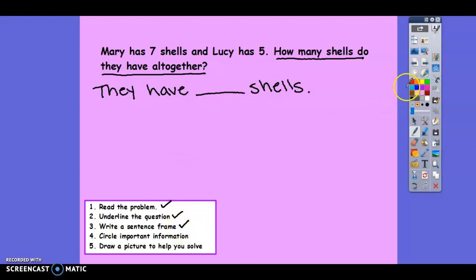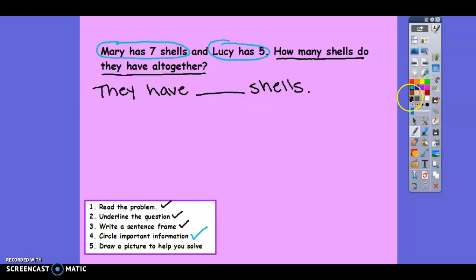Now I need to circle my important information that I see in here. That way I can really pick out what's important in my word problem. Then it doesn't look like as much to me. So the first important thing, let's read it. It says, Mary has 7 shells and Lucy has 5. How many shells do they have altogether? Well, one important piece of information is that Mary has 7 shells. That's important for us to know. And it's also important for us to know that Lucy has 5. So those are very important things for us to know. Other than that, the only thing we have in here is our question, which we've already underlined. So now we have circled our important information.